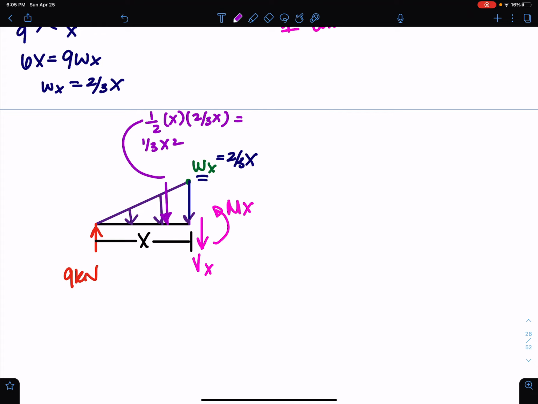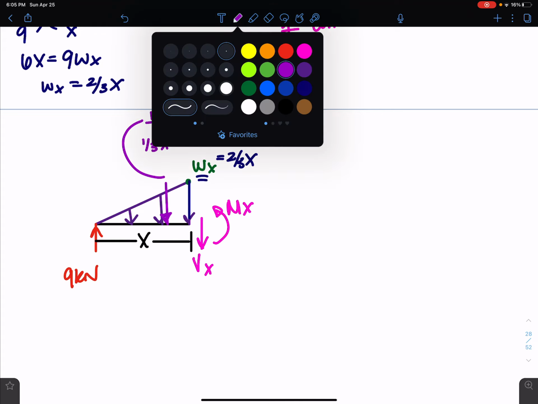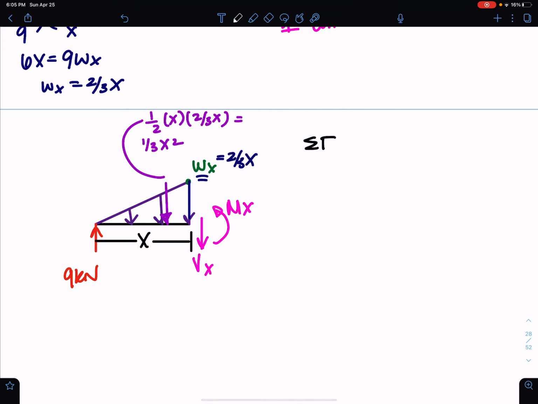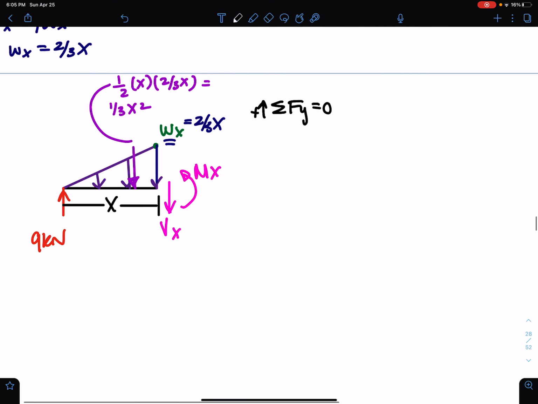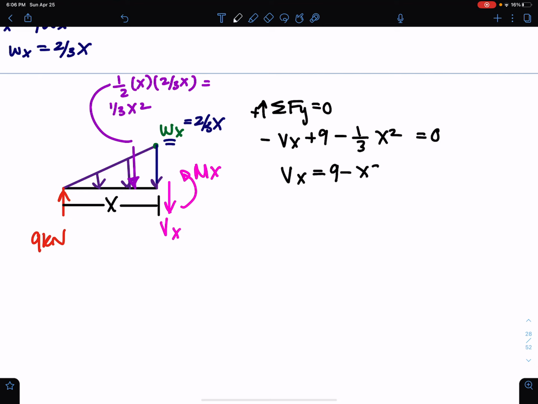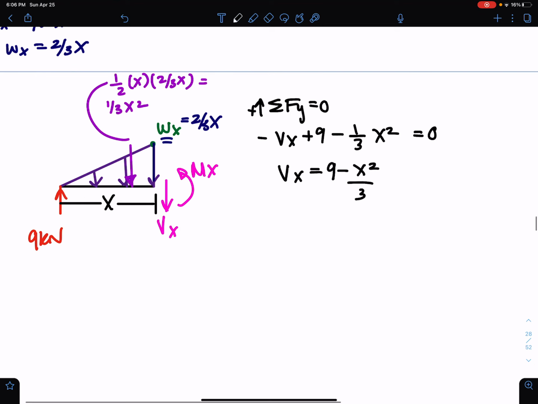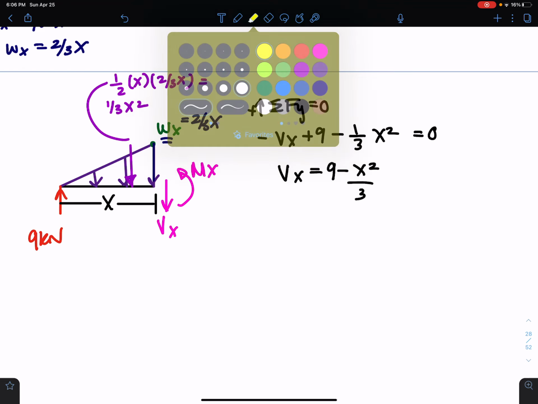All right, so now we can go ahead and sum forces in the y direction. We have negative Vx plus 9 minus 1/3 x squared equals 0. And we can solve for Vx, and that is 9 minus x squared over 3. And let's think about that result for a second here.